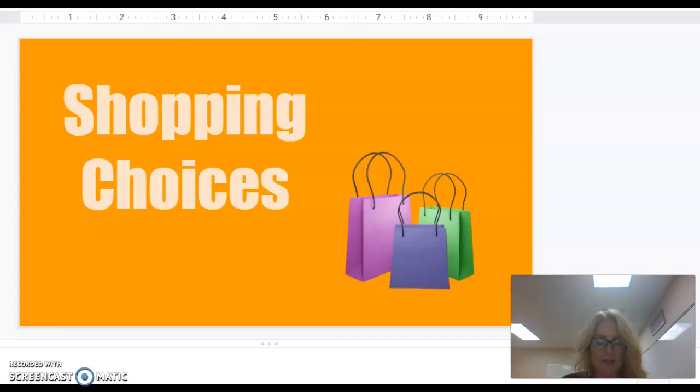This is the Shopping Choices Reasoning with Numbers activity. In this activity, you will be looking at a different list of items that a person can purchase. Then you will be given a rounded dollar amount and need to figure out which 3 items could be purchased for that dollar amount. Let's take a look at our goals for this activity.